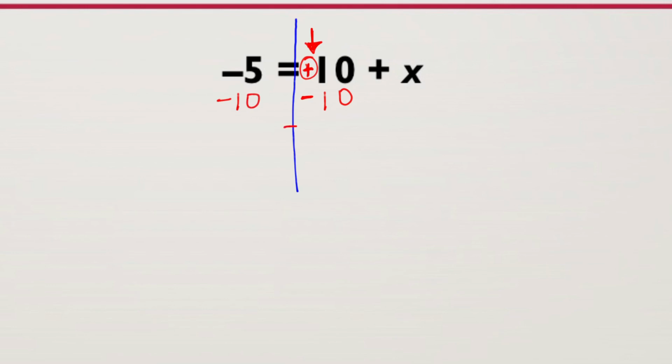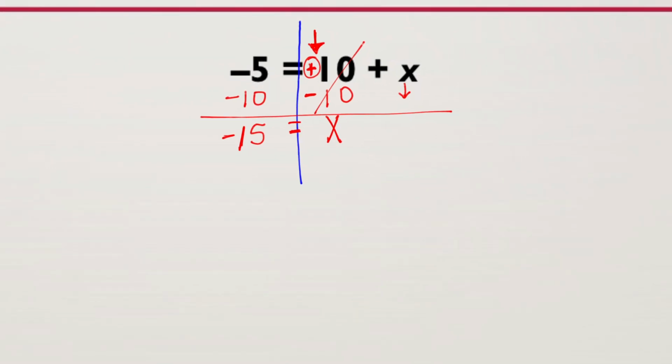And we will get, so positive 10 minus 10 cancels out, becomes 0. And then we're going to drop down our x. Again, I like to move it closer to where my equal sign is. If you want it to be right underneath it, that's fine. Negative 5 minus 10 is going to be negative 15. All right, and now we have solved for x, and we have done another one-step equation.